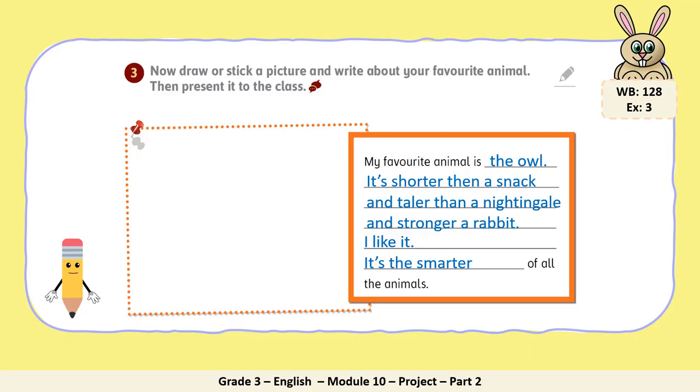I like it. It's the smarter of all the animals. Oh, I think there are a few mistakes in my writing. It's okay, I will correct them later.